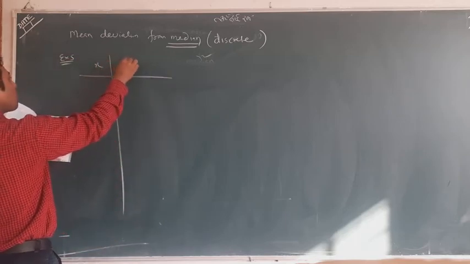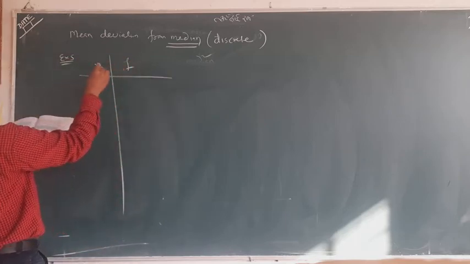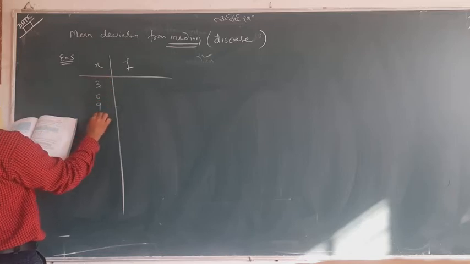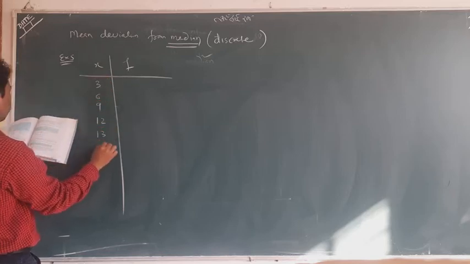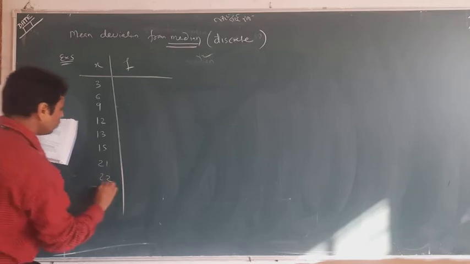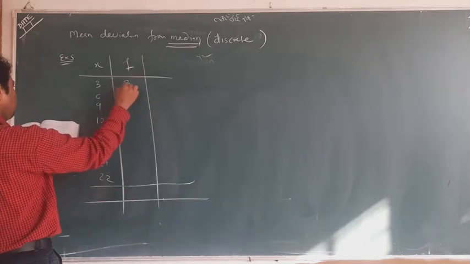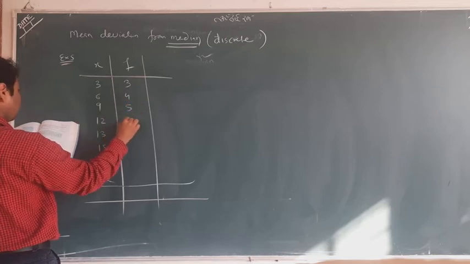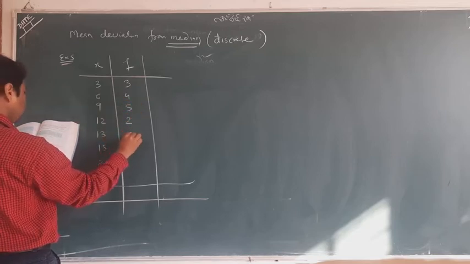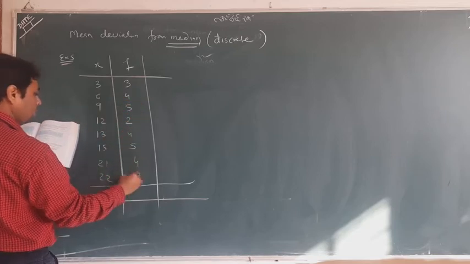It is x and f. We have x: 3, 6, 9, 12, 13, 15, 21, 22, and f: 3, 4, 5, 2, 4, 5, 4, 3.